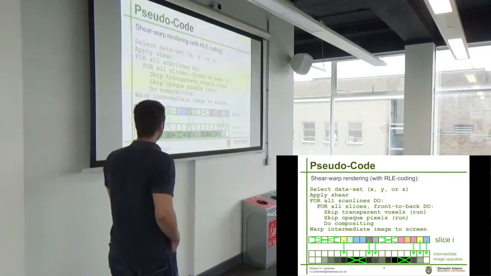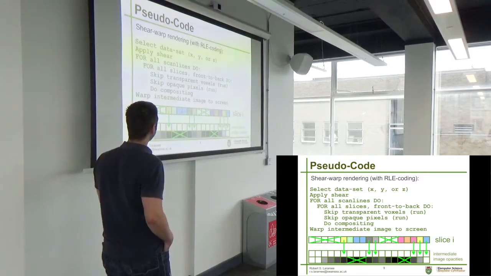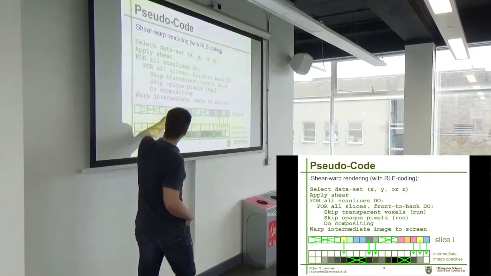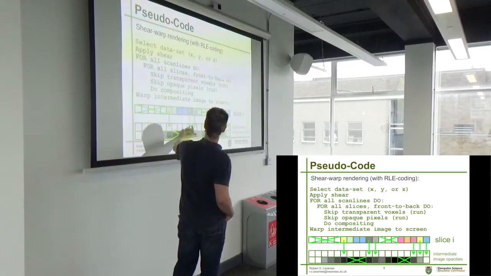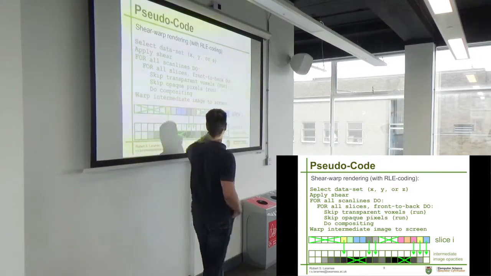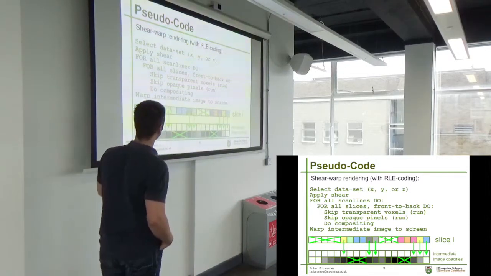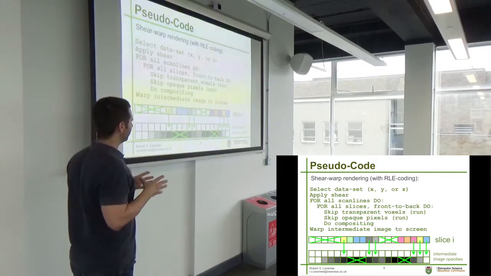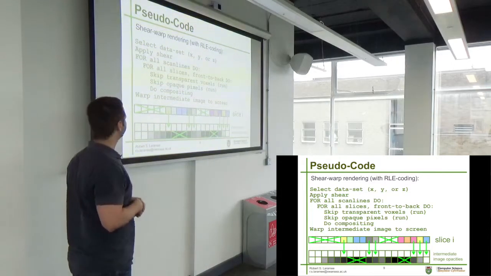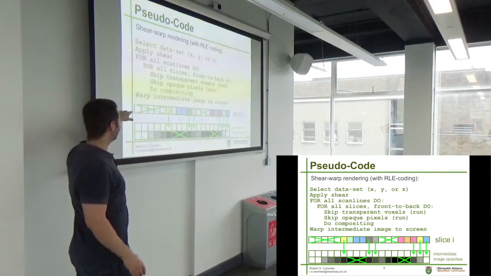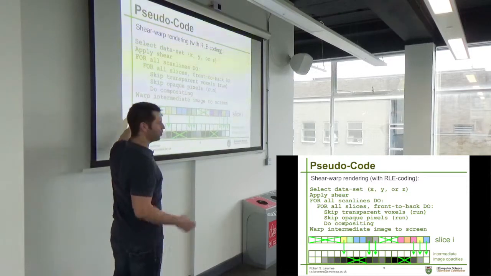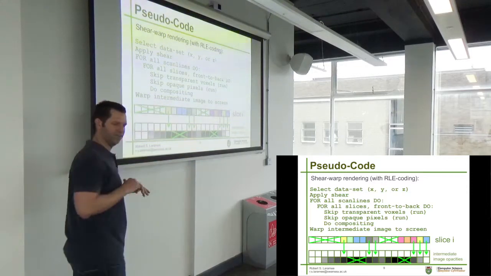So in this particular example, we skipped most of the voxels. We were allowed to skip all these, all these, all these, and all these. And we only composited 1, 2, 3, 6 out of something like 15. So there was a lot of skipping and compression. And once that's done, we have to do our warp, which is the unshear in image space.